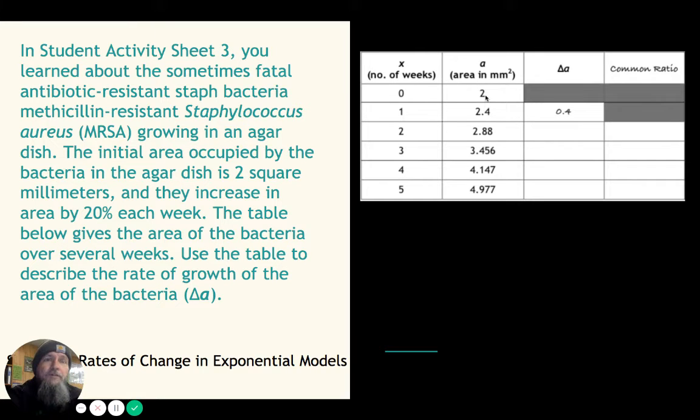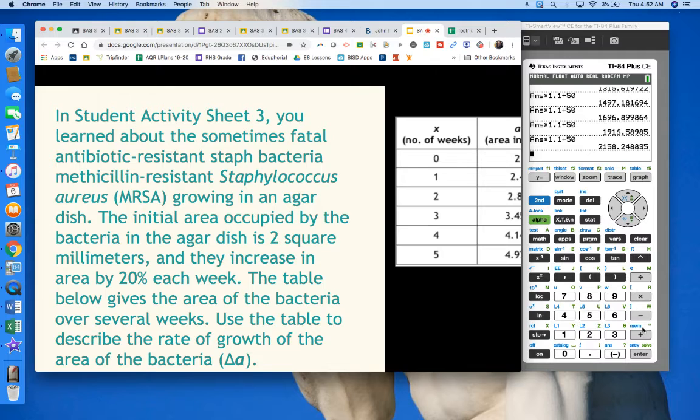Okay. So we went from 2 square millimeters to 2.4 square millimeters. That's a change of 0.4 square millimeters. Next week, we changed by 0.48 square millimeters to 2.88. That's a common ratio of 1.2. We divide 2.88 by 2.4, and that gives us 1.2.